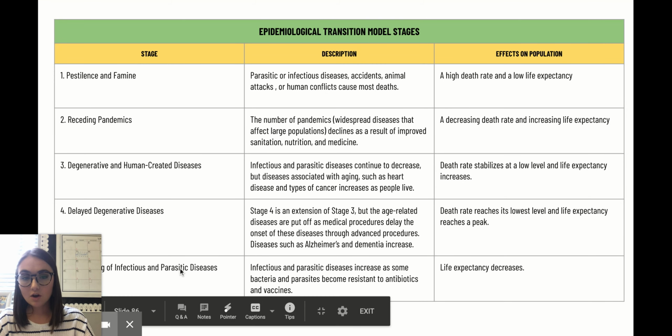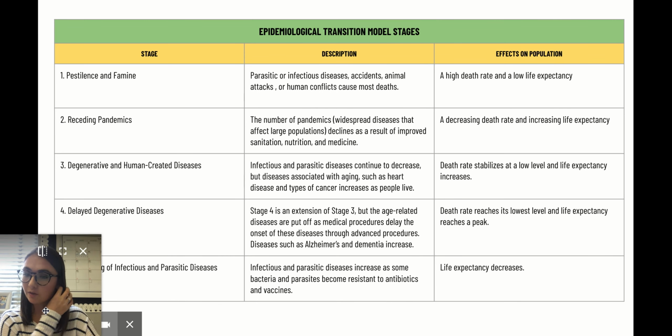So these are the stages of the epidemiological transition model. I'll move my face out of the way when we get to number 5. I don't have anywhere else to put it.